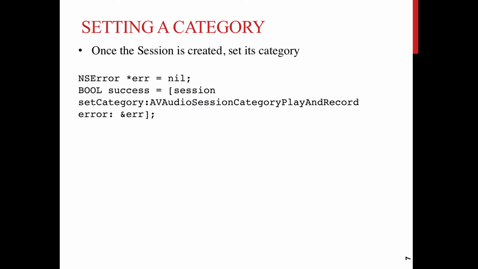And once the session is created, we can set its category very simply. Again, we're going to return a bool of whether this succeeded or not. We're going to pass the session object a message or selector called set category. We want to pass in the category that we want to use. Here we're going to use the play and record category, and if there are any conflicts, we'll get an error message.